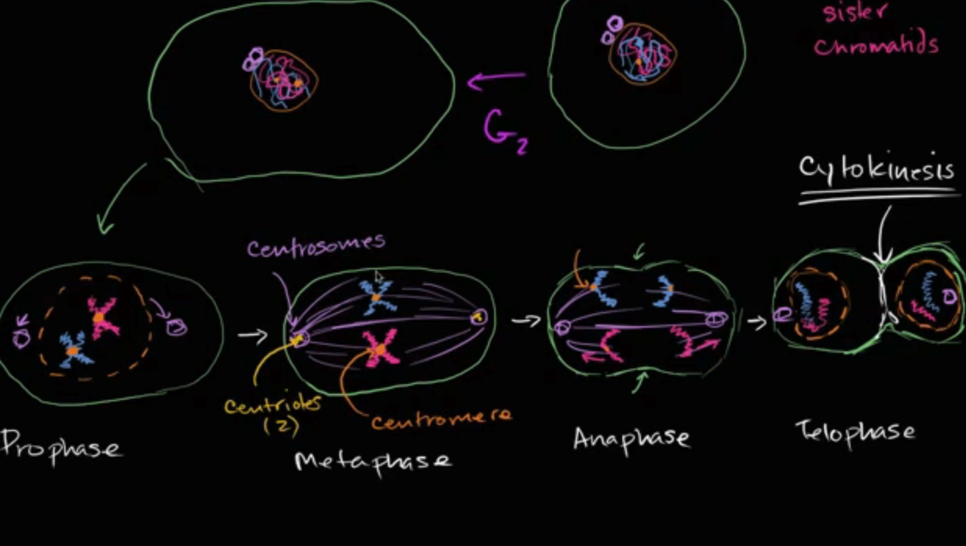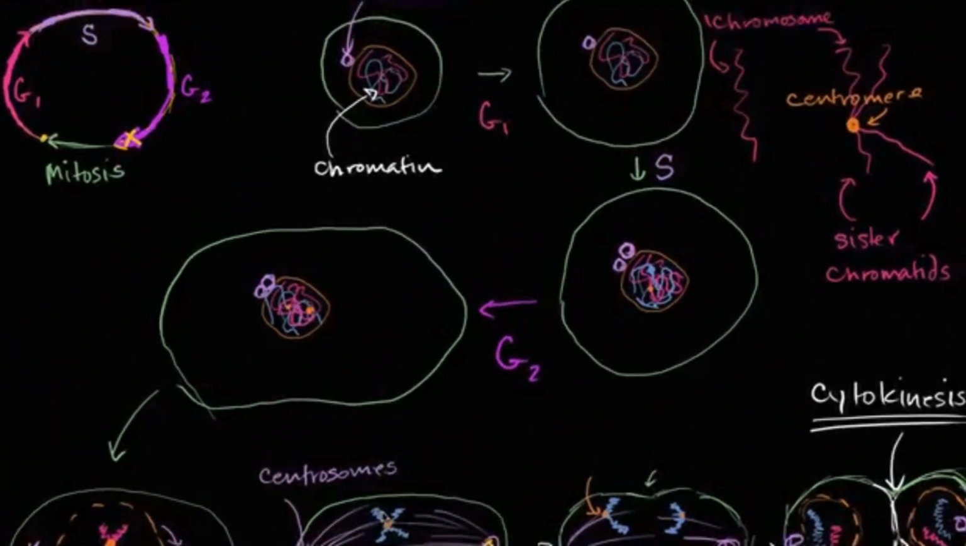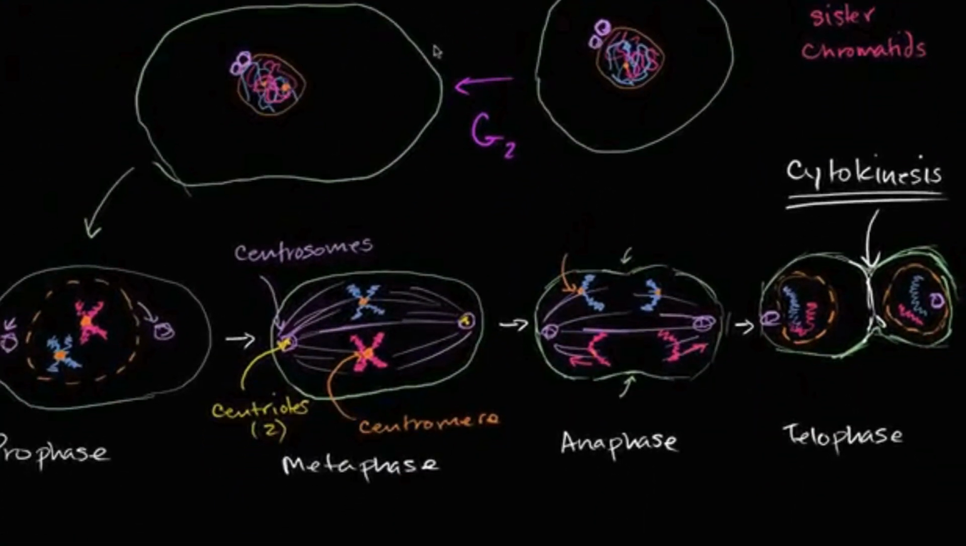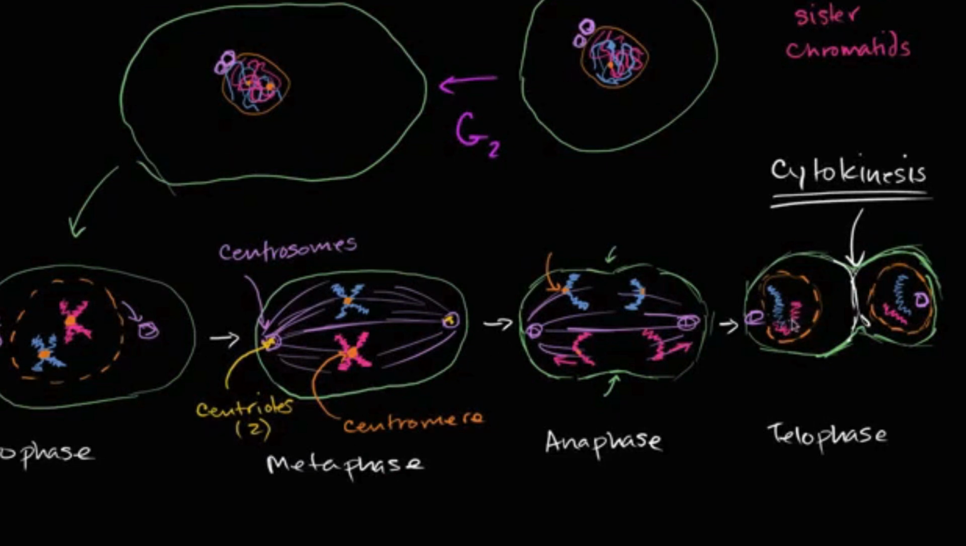cells. And at that point, you're back to this phase of the cell cycle. Now, each of these two cells are going to go through interphase. G1, S phase, replicate their DNA. G2 phase, grow some more, and then go through mitosis again. And then these two will turn into 4 cells. Anyway, hopefully you enjoyed that.